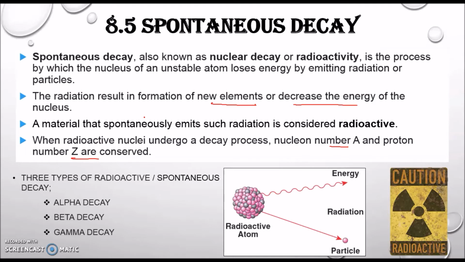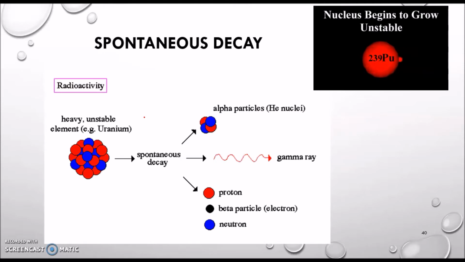There are three types of radioactive or spontaneous decay process. First, alpha decay. Second, beta decay. And third, gamma decay. If the radioactive atom undergoes alpha decay, it will spontaneously emit alpha particle. If it undergoes beta decay, it will spontaneously emit beta particle, while for gamma decay, the atom will spontaneously emit gamma ray.